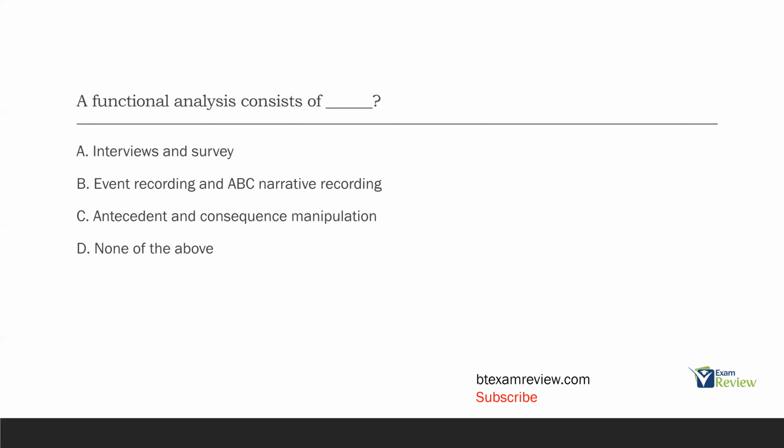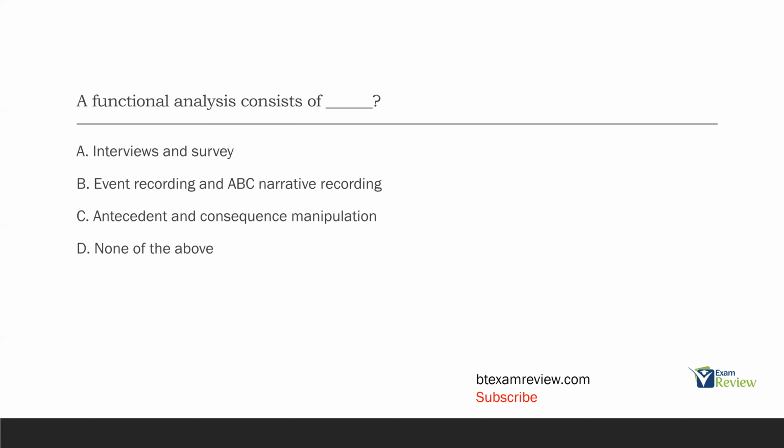B, event recording and ABC narrative recording. Event recording and ABC narrative recording are typically associated with your direct assessments. C, antecedent and consequence manipulation. Now we're talking functional analysis. With the functional analysis, we are actually manipulating antecedents and consequences to try to evoke behaviors and to try to see what's maintaining those behaviors. It's the entire idea behind a functional analysis.